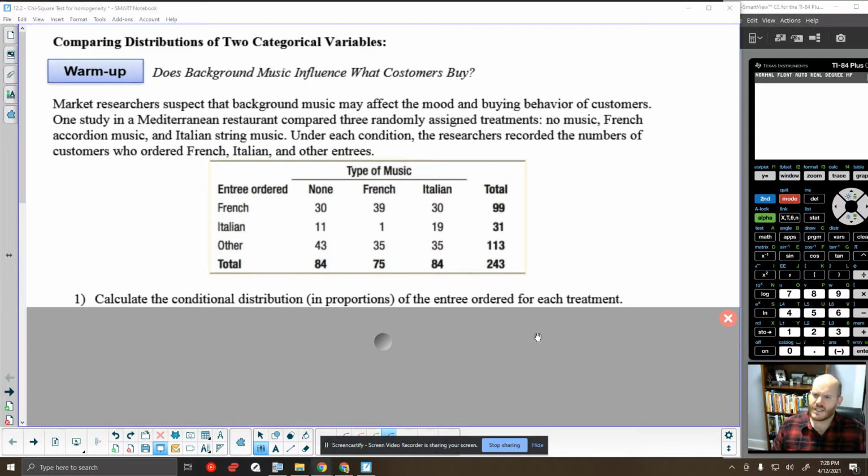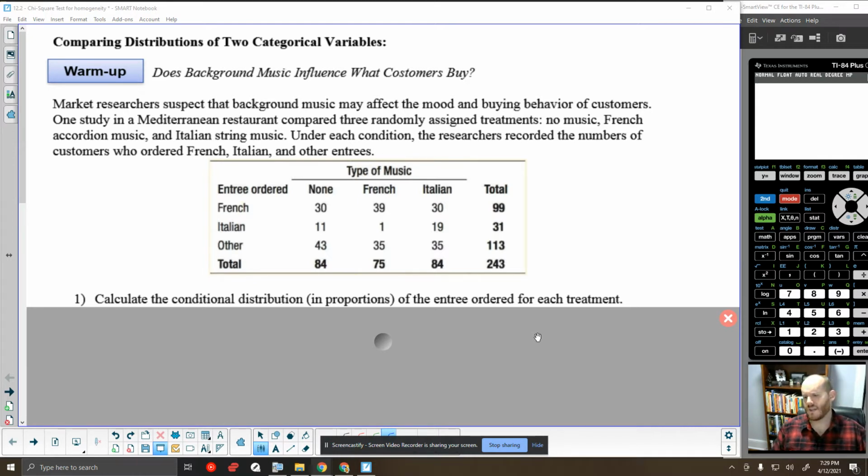So, does background music influence what customers buy? Market researchers suspect that background music may affect the mood and buying behavior of customers. One study in a Mediterranean restaurant compared 3 randomly assigned treatments: no music, French accordion music, and Italian string music. Under each condition, the researchers recorded the number of customers who ordered French, Italian, or some other entree. The data from this experiment is summarized in the two-way table below.